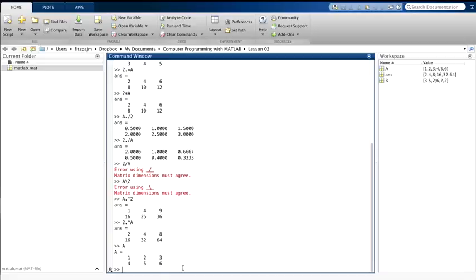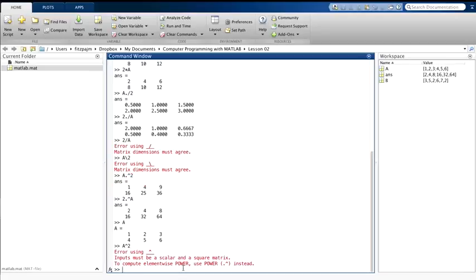So array exponentiation works fine with a scalar, but as we've just seen, the matrix version of exponentiation is kind of picky. A caret 2 is no good unless A is square, and of course A is 2 by 3, so it's not square. All these special cases with scalars may require a little memorization. It's just like idioms in a spoken language.